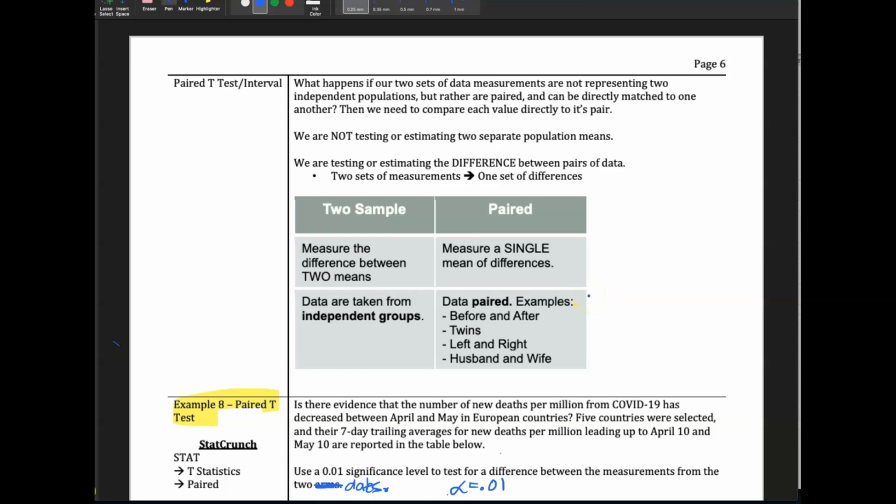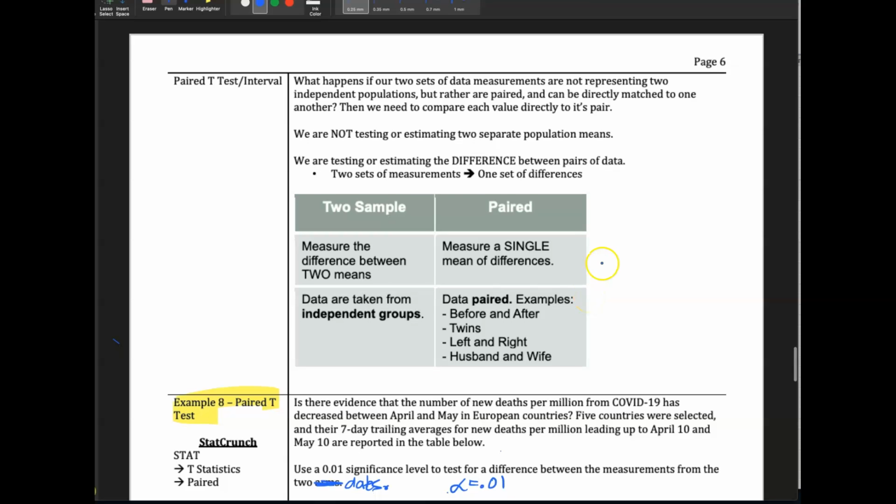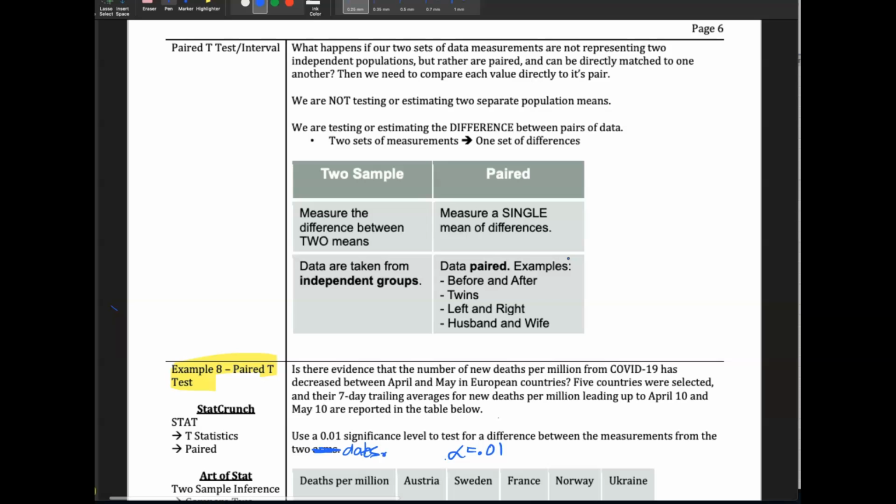We're going to now take a look at paired t-tests and intervals. A paired t-test is a different situation where we're comparing two groups, but this time the two groups are dependent. They're connected in some way.